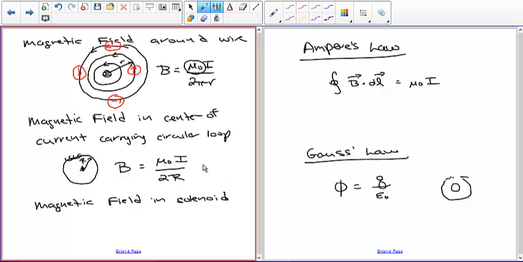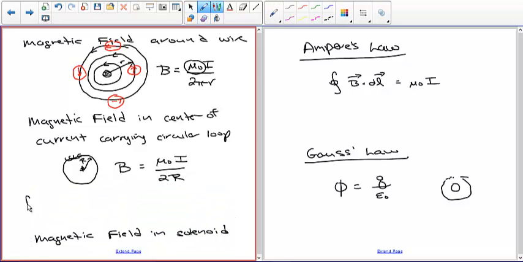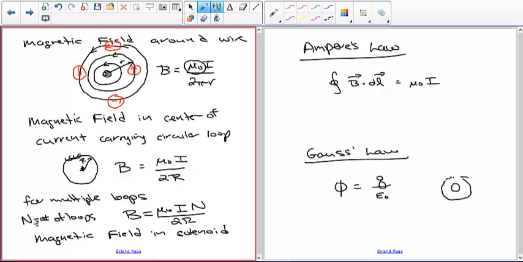Now, that's for a single loop. For multiple loops, the magnetic field is mu0 times I times n divided by 2R, where n is the number of loops. That's why they've got 200 loops here, because we want to generate a magnetic field strong enough that we can measure it. If I just had one loop, it would be so small that it would be very difficult to measure the magnetic field.